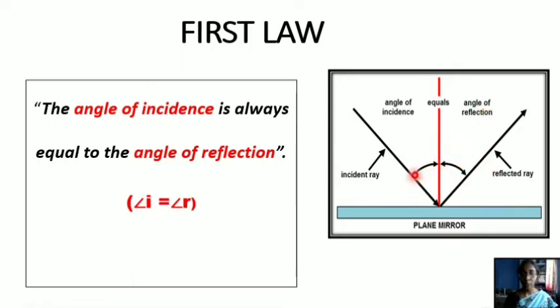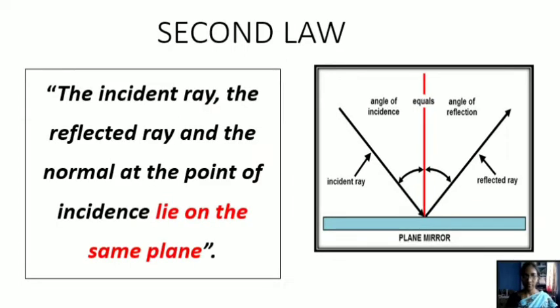When you see here, both this angle and this angle are equal. So this law states that the angle of incidence is equal to the angle of reflection, and hence it is proved that the angle of incidence is equal to the angle of reflection.